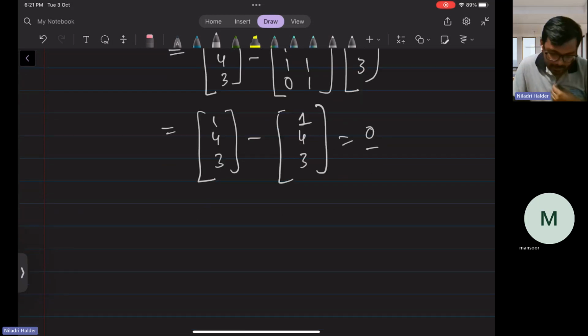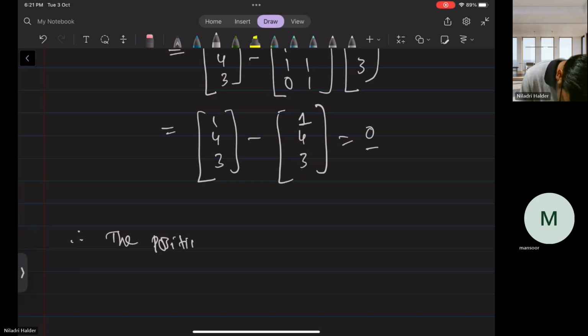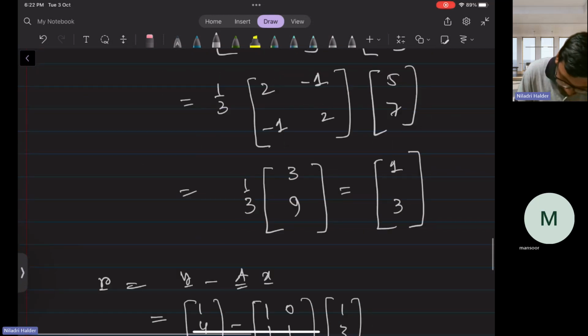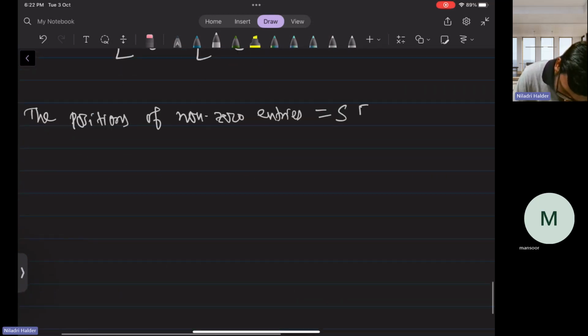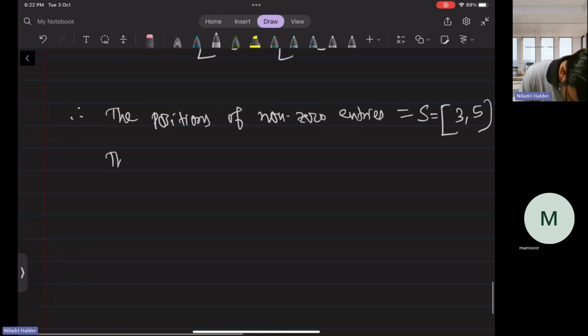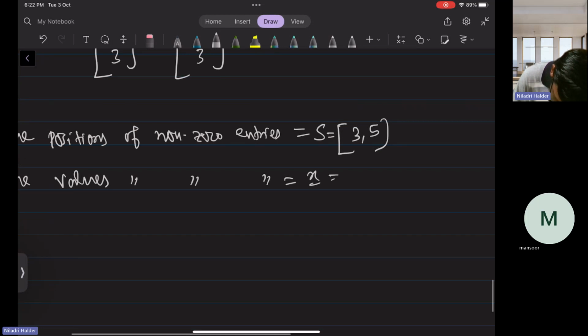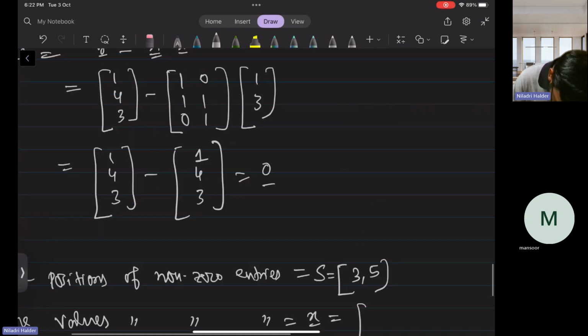Okay. So it converges. It converges now. Hence it converged already. So the positions of non-zero entries is equal to S. So S is equal to 3, 5. So third and fifth positions are non-zero, and the values, this x is equal to here this 1 1 3.